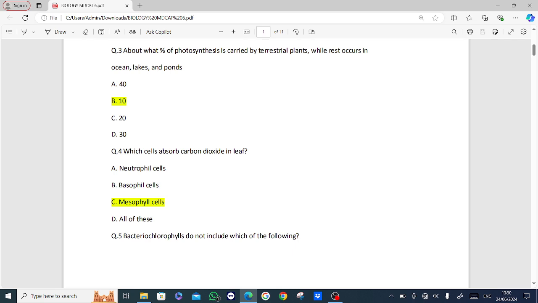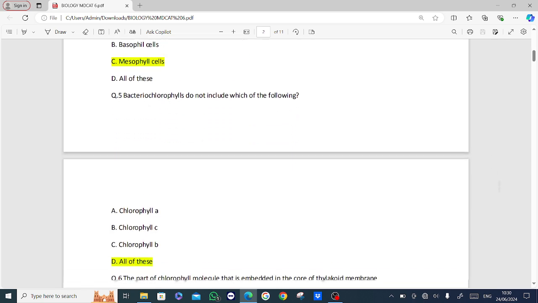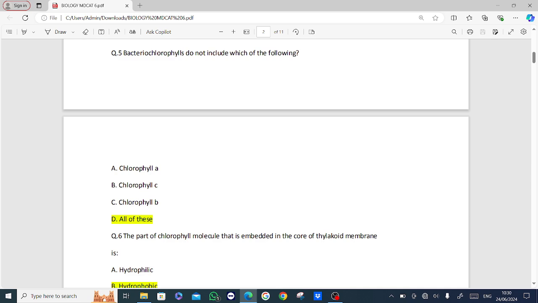Next MCQ is, bacteriochlorophylls do not include which of the following? Options are chlorophyll A, chlorophyll C, chlorophyll B, all of these. Answer is option D, all of these.